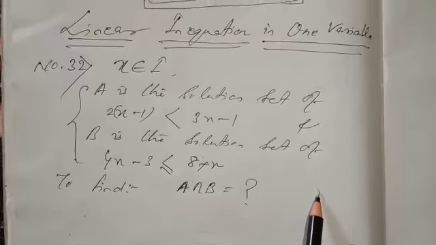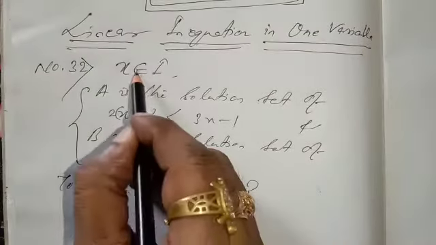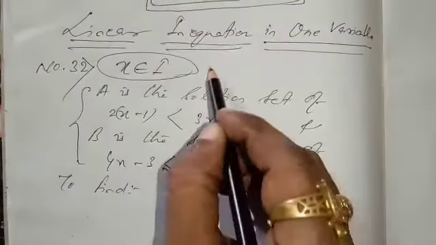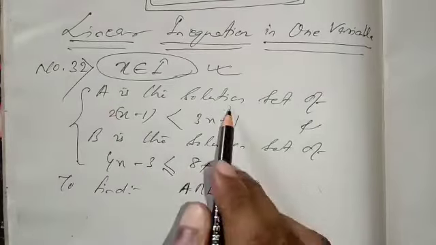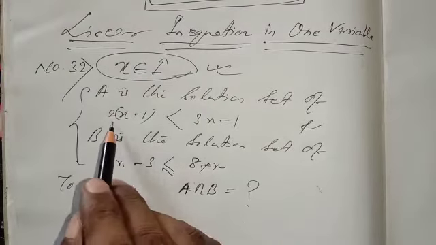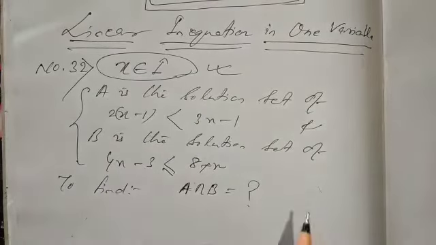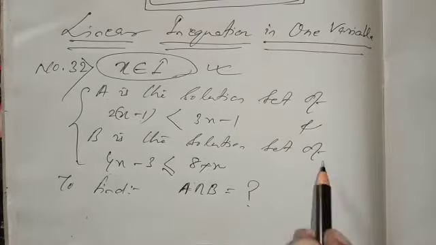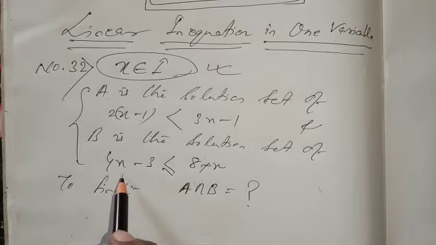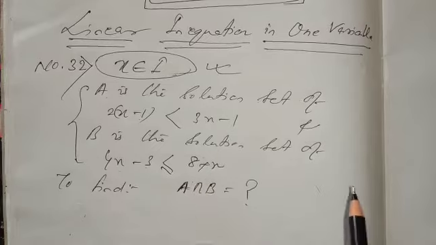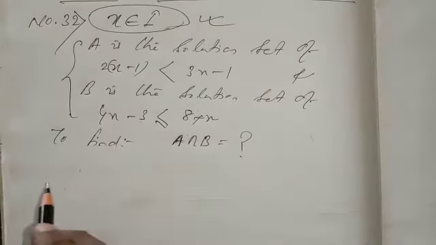The given condition is x belongs to integers, and A is the solution set of the first inequation 2(x minus 1) less than 3x minus 1, and B is the solution set of the second inequation 4x minus 3 less than 8 plus x. You have to find A intersection B.